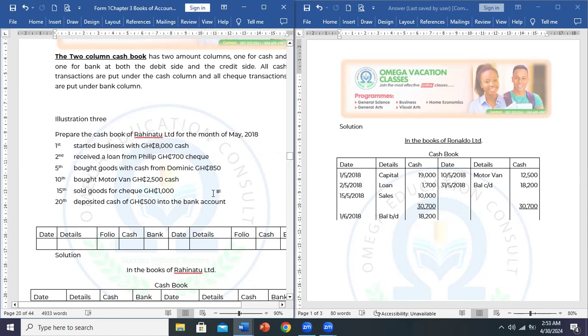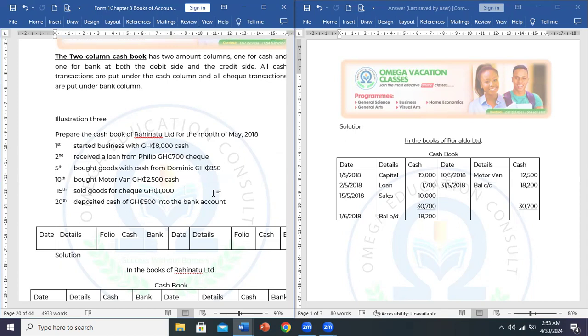Prepare the cash book of Rahina 2 Limited for the month of May 2018. First, May started business with 8,000 cash. Second, received a loan from Philip, 700 check. Fifth, bought goods with cash from Dominic. 10th, bought motor van, 2,500 cash. 15th, sold goods for check, 1,000 Ghana cedis. And then 20th, deposited cash of 500 into bank account.